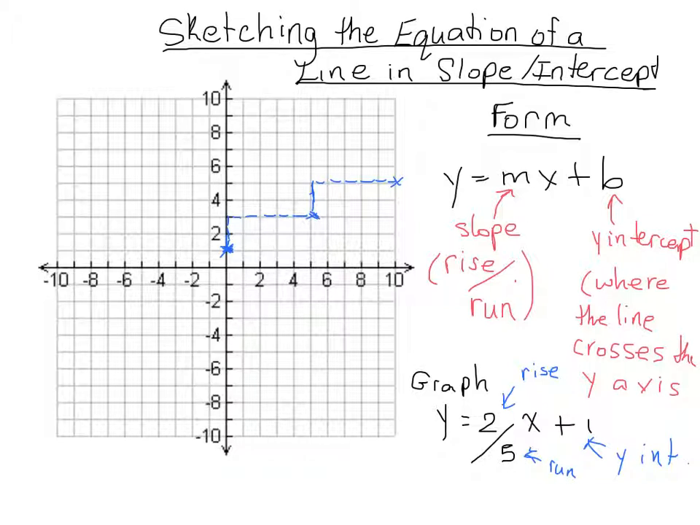And now it's just connecting the dots. So I'm going to use a red line to connect the dots. And that is the worst line I've probably ever drawn. But it gives you an idea of what's supposed to happen here. Oh, it gets worse. Okay, so that is our line with a slope of 2/5 and a y-intercept of 1.